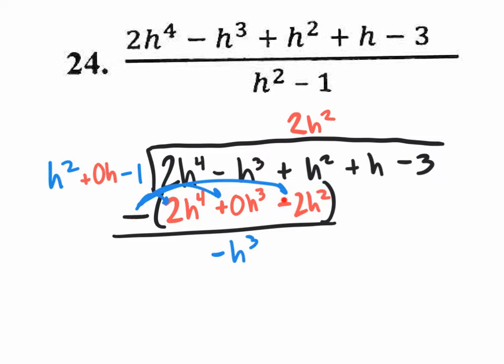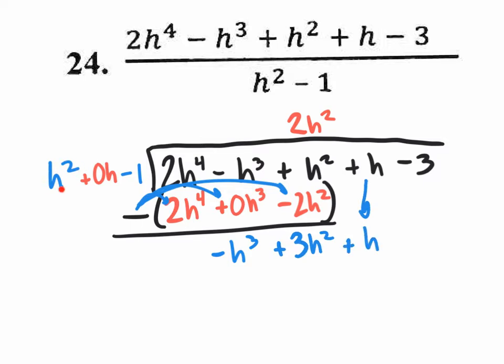And then negative, that's a positive. So I have a positive 1h squared plus 2h squared. What's that? Plus 3h squared. And what do we do next after subtracting? Bring down the next value. I take this h and simply bring it down, so plus h comes down.